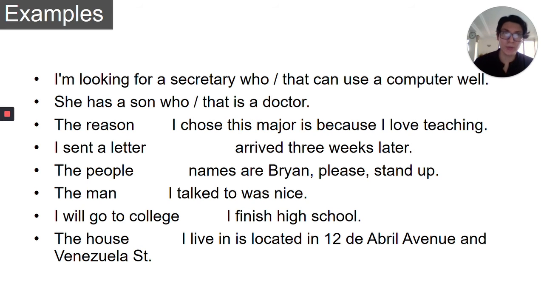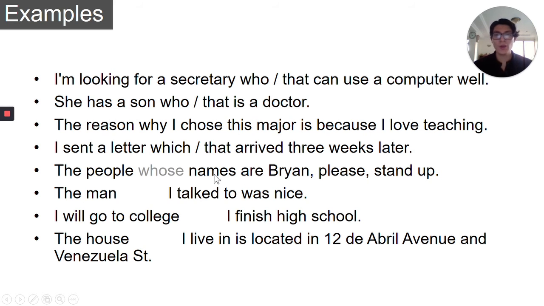Now we have the reason. What word do you use? Do you remember words for reason? It's not a person, it's not a place. It's a reason, therefore we have to use why. I sent a letter that arrived three weeks later. Letter is an object, therefore we can use that or which. The people whose names are Brian. Here, whose, remember, it's for possession. So when you talk about possession, you use whose.